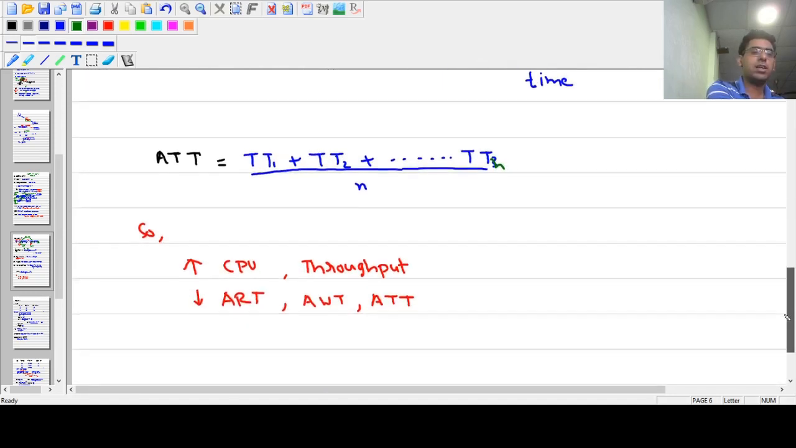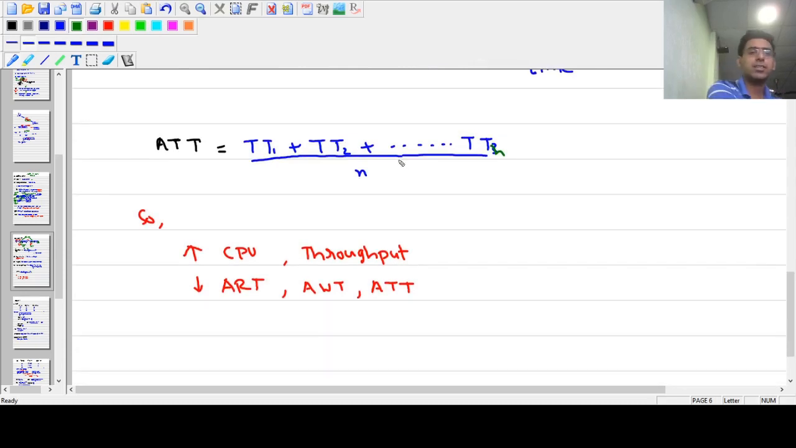So in total, should CPU utilization be high or low? Yes, it should be high. Throughput should be high or low? It should be high. Average response time should be high or low? For a better operating system, average response time should be low. Average waiting time should be high or low? It should be low. Average turnaround time should be high or low? It should be low.